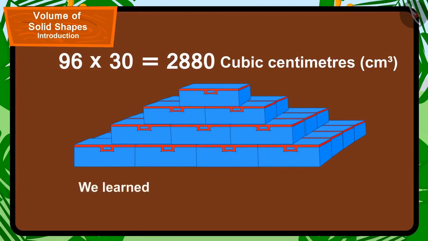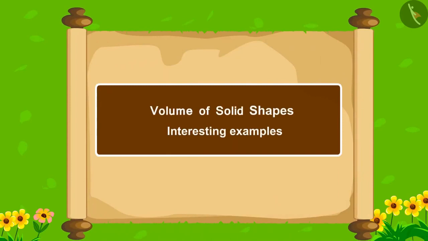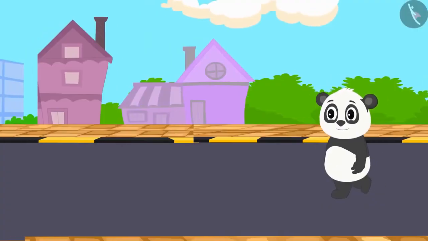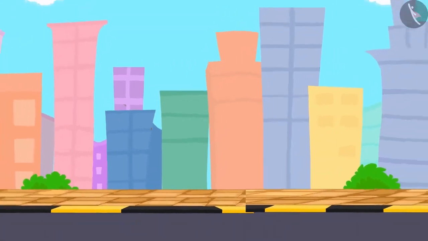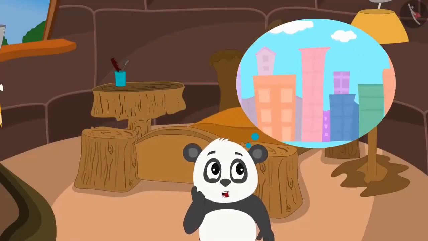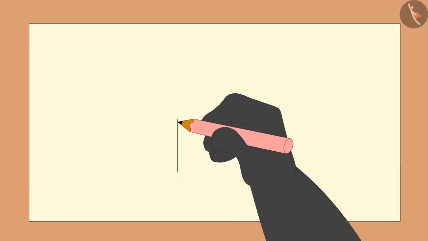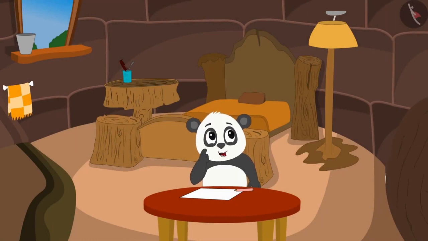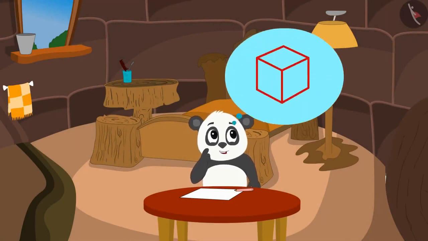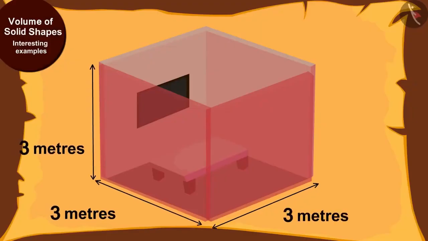In the previous video, we learned about volume of solid shapes. In this video, we will learn more about it by some interesting examples. When Golu went to the city, he saw very tall buildings there. Why don't I build such a tall building in Champapur? Golu thought about it and started designing the building. To make each house unique, I will make it cube shaped. The sides of each house will be 3 meters long, he thought.